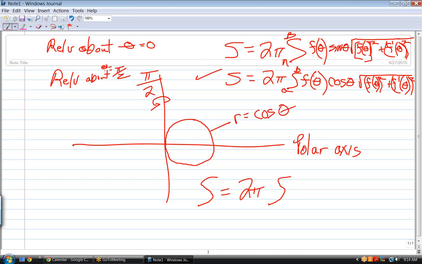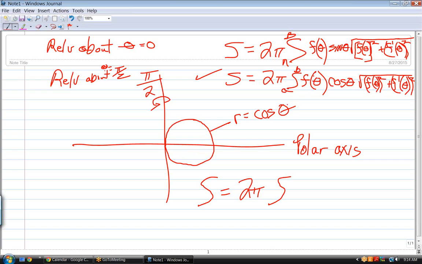R equals cosine of theta is a circle. Now, this is where it gets a little confusing. A to B is what you have to do to be able to draw this circle. In other words, we want to distinguish between alpha and beta here and these axes that are being revolved around. Okay. We're revolving it around the pi over 2 axis, but that doesn't give us alpha or beta. Alpha or beta comes from what you have to do to draw this circle.